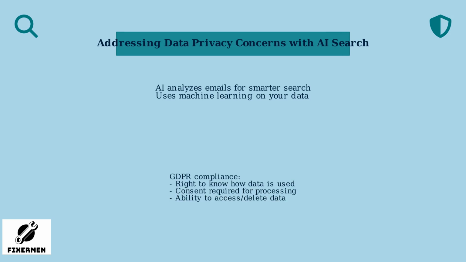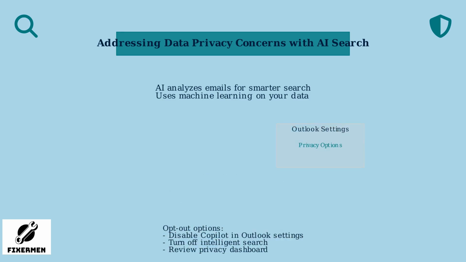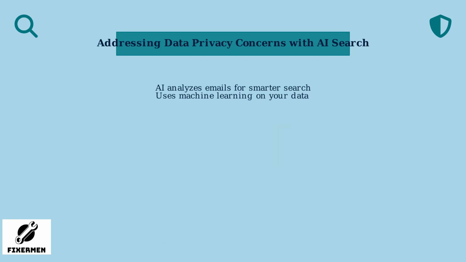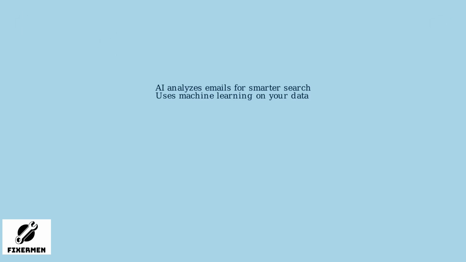Regulations like GDPR require transparency and user consent for data processing. Microsoft must comply, but users should understand their rights and control options. If privacy is a concern, you can opt out of AI features. Go to Outlook Settings, find Privacy Options, and disable Copilot or intelligent search features. Balance convenience with privacy by regularly reviewing your data usage and opting out of features that make you uncomfortable.